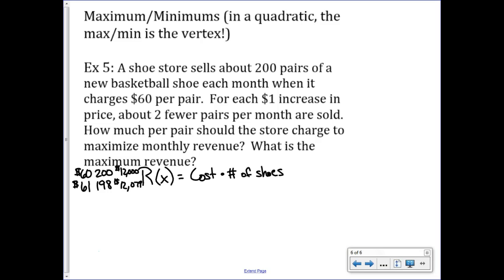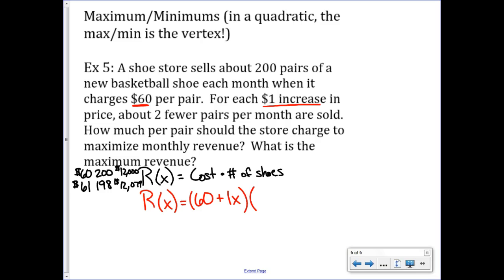So we're going to set up an equation based on the revenue. So the cost of the shoe for every $60 and dollar increase is what we're looking at. So we're going to start at $60 for every dollar we increase. So we want to be able to show every dollar we increase.